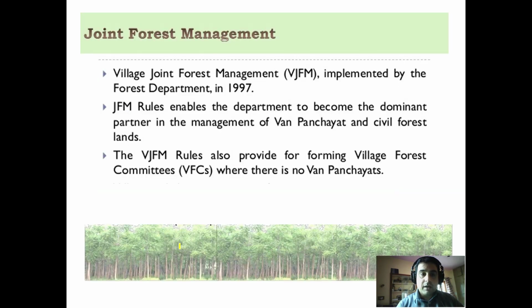forest management. Now, joint forest management in its form as village joint forest management was implemented by the Forest Department in 1997, and these JFM rules enable the department to become the dominant partner in the management of one panchayat. Van panchayats have to be formed, and civil forest lands. At places where there are no van panchayats, it also provides a rule to form village forest committees for the management of those allotted lands which are meant for joint forest management.